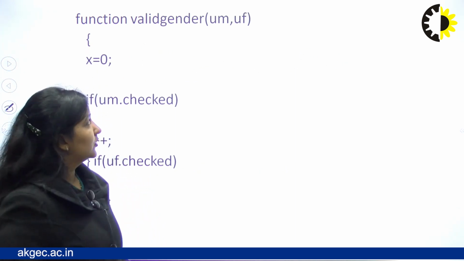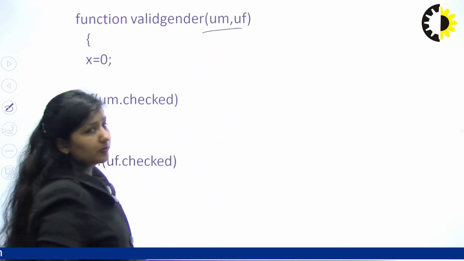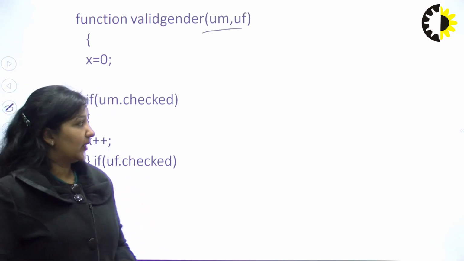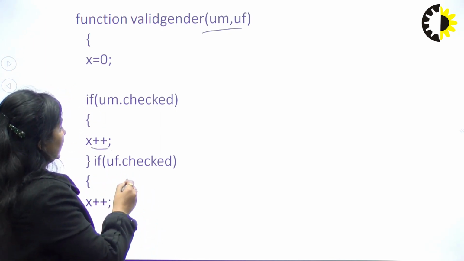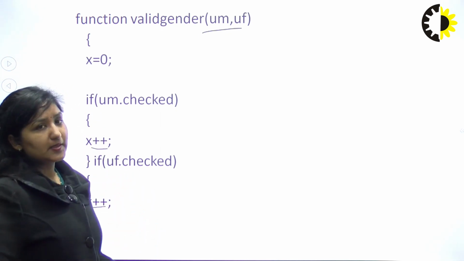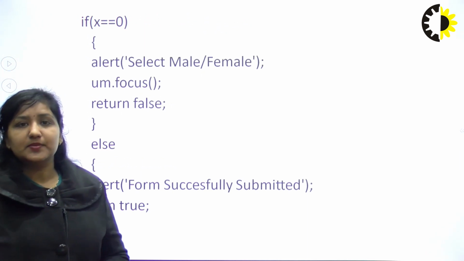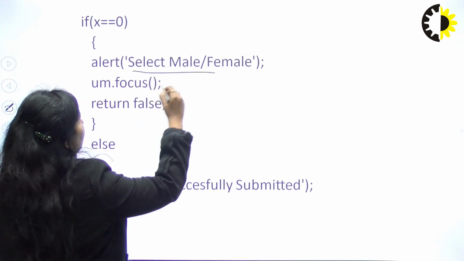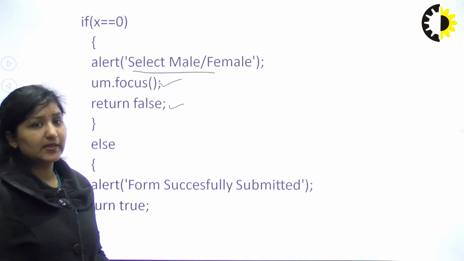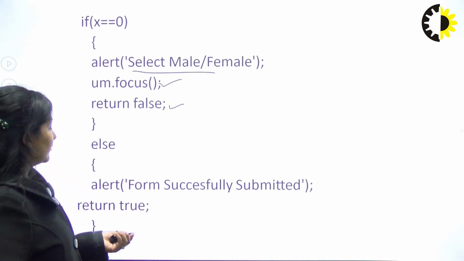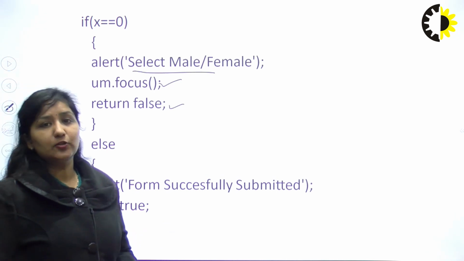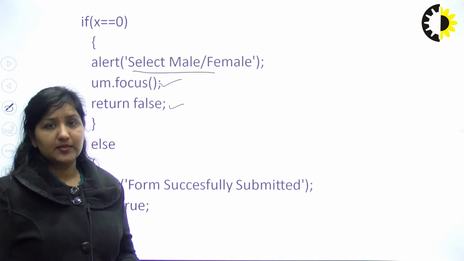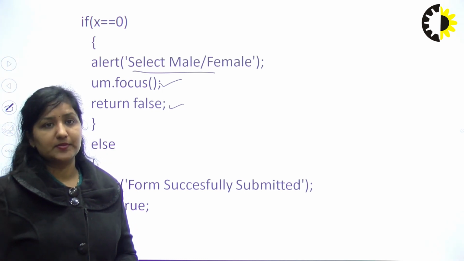Now for the gender, two values will be there, um and uf, that is for the male and the female, and the value of x is equal to 0. If male is checked, then x will plus plus. If female is checked, then x again will be plus plus. Now if the value of x comes 0, that means we haven't selected either male or female. So it will give select male or female, user focus, and it will return false. Else it will alert that the form has successfully been submitted, and then it will return the value true. So this is how form validation will take place when it comes to JavaScript programs.